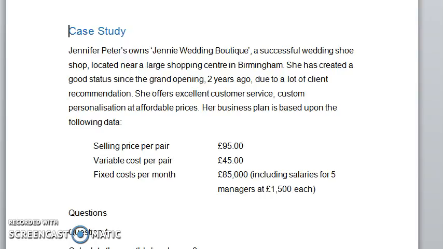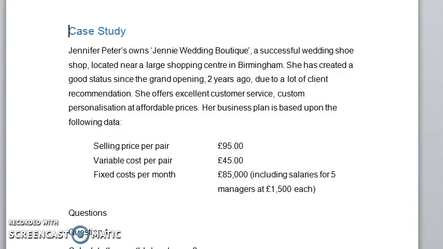So, the selling price per pair is £95. The variable cost per pair is £45. And then the fixed cost is £85,000. So the question is to calculate the monthly break-even.